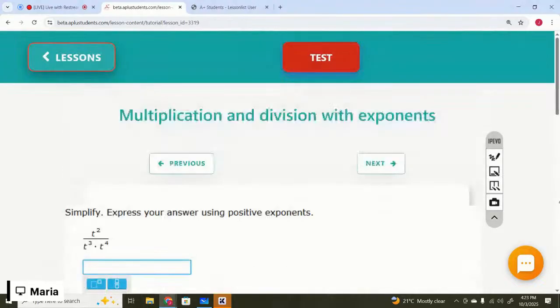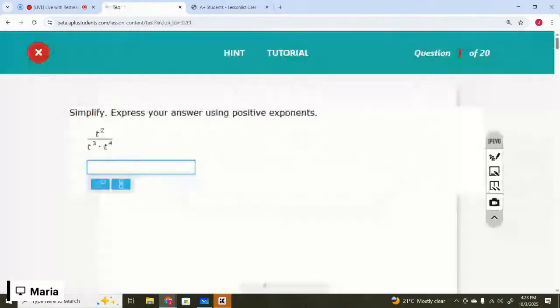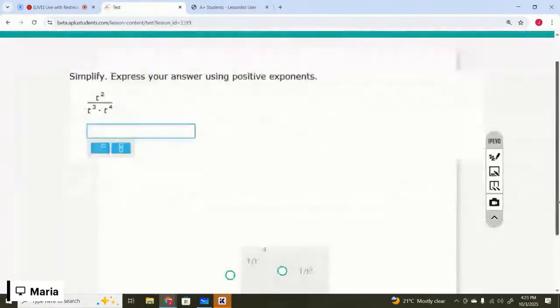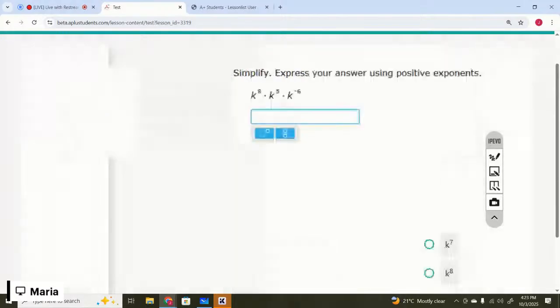Let's start with the test questions. t squared divided by t cubed times t exponent 4, that's the one we just did. So the answer is 1 divided by t exponent 5.